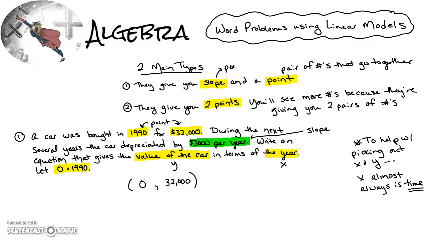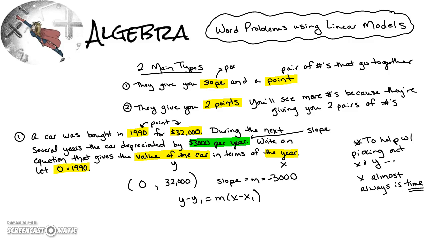And then the other number we said was slope. Slope, which is M, is 3,000. Now the only thing is it's depreciating. That means the car is losing money each year, so the slope would be negative 3,000. All right, now that we have a point and slope, we can plug into point-slope form. So point-slope form, I'll remind you, is this.